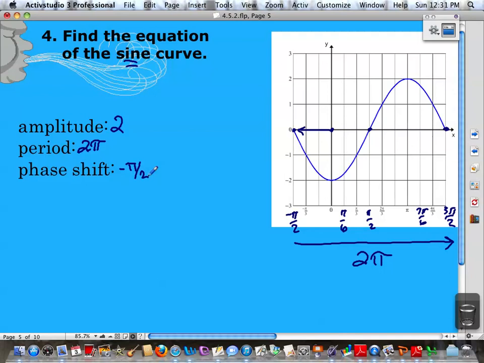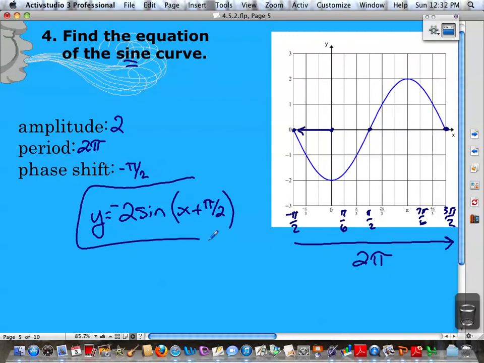So how do we put all these things together? Well, y equals. It hasn't moved up or down, so I don't have a constant. My amplitude is 2, but notice that the graph doesn't start by going up like the normal sine. It starts by going down. So that means I have a negative 2 coefficient in front of my sine. My period did not change, so I still have x. And the phase shift was negative pi over 2. I went to the left, which means I'm going to have plus pi over 2. So there is the equation for this graph.